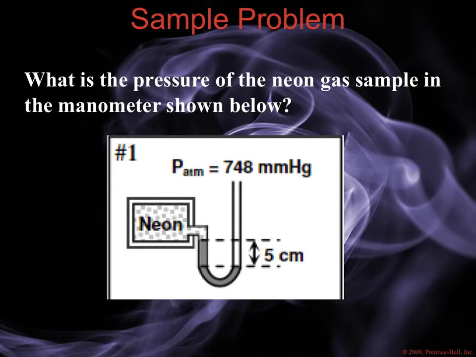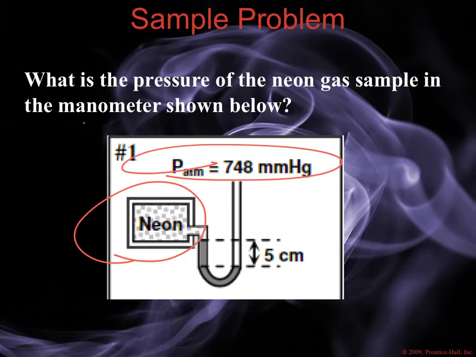All right, so take a minute and see if you can work this problem by yourself. What is the pressure of this neon gas? And this is a manometer. See if you can follow what I did on the last slide. So turn off the video, see if you can do it yourself, and then you can check your answer on the next slide. Make sure you pay attention to what has the higher pressure. Is it the atmosphere that has the higher pressure, or is it the neon gas?